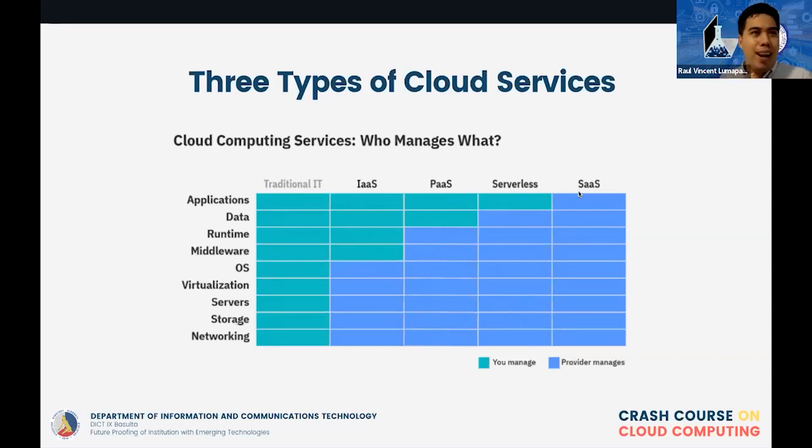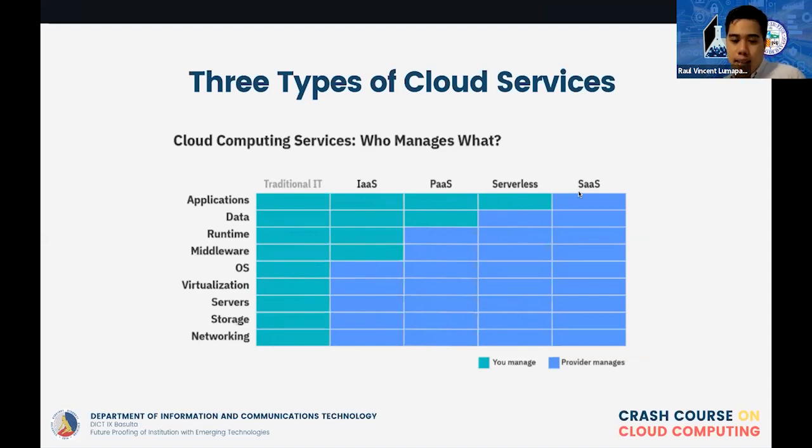Privacy might be much better in a traditional IT setup, because the organization is the owner of the data, and only the organization sees the data. There are also other cons, for example, management of the system. You are the one who would manage, monitor, and maintain the system. So it's much more flexible in terms of those areas.